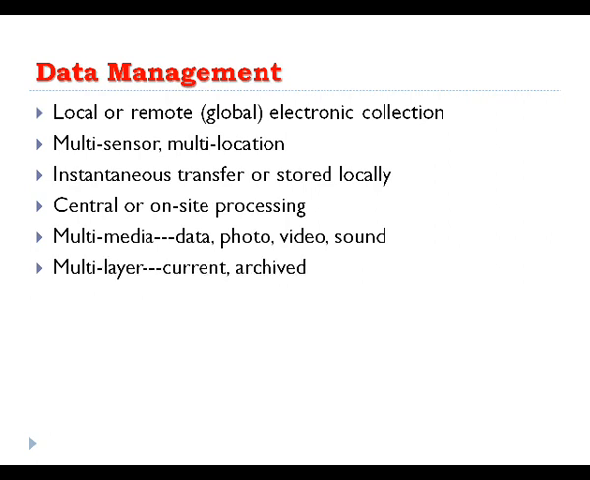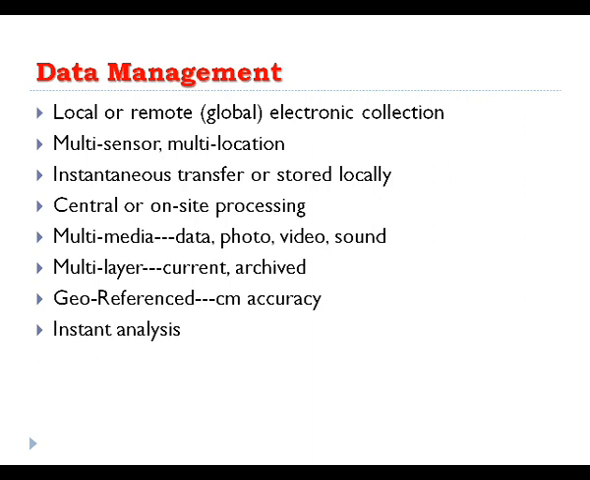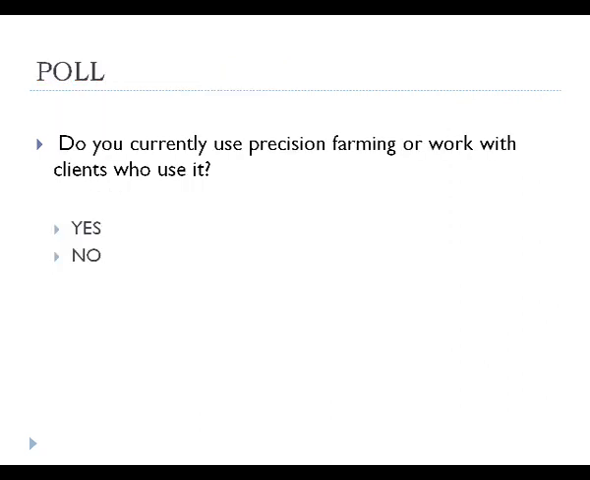And it's multi-layer, current data and archive data combined, all working together. We can utilize all those layers of information, both historic and live collected data. It needs to be georeferenced, and we can georeference now at centimeter accuracy and tell you exactly where that was taken. And the instant analysis is possible in many cases. And then along with that, instant decision support, action, and a response to that action.